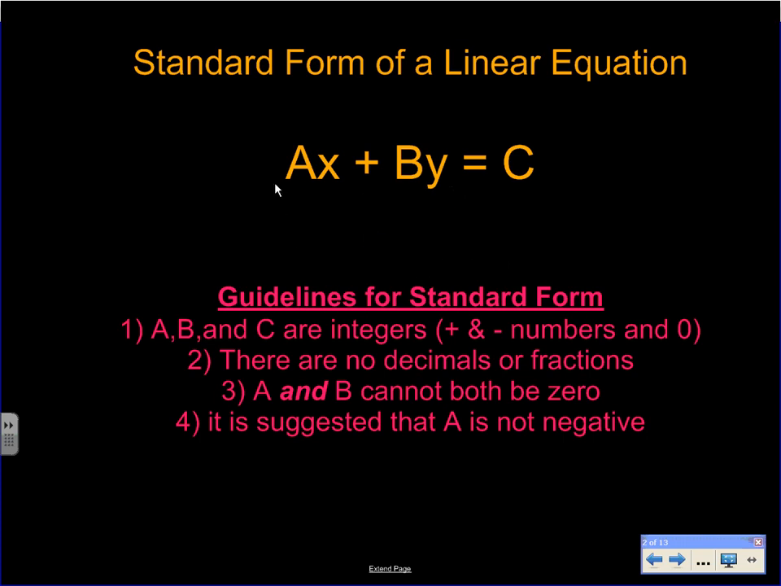And now, here's the reason why A and B both can't be 0, because we'll have 0 times x plus 0 times y is equal to, say, a number for C. We can just pick a number, 4. 0 times x is going to be 0. 0 times y is 0. 0 plus 0 is 0. And in this case, 0 is equal to 4. And we all know that 0 doesn't equal 4. So that's the reason why A and B both can't be 0.